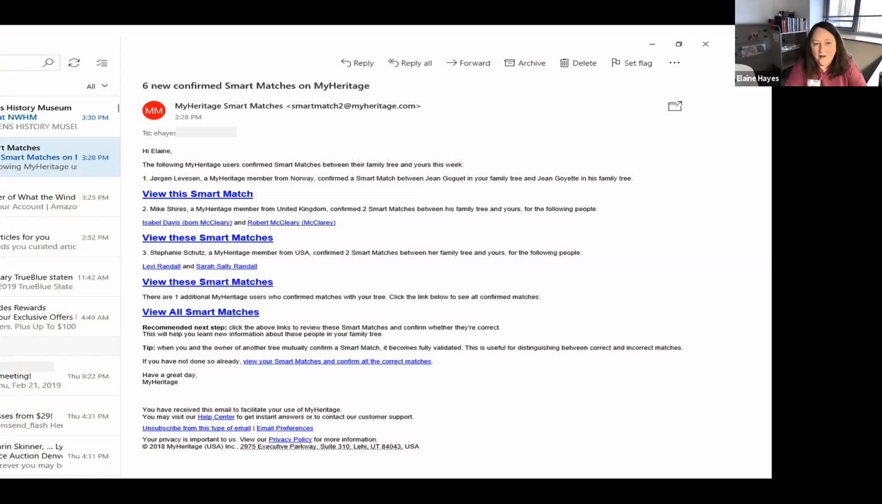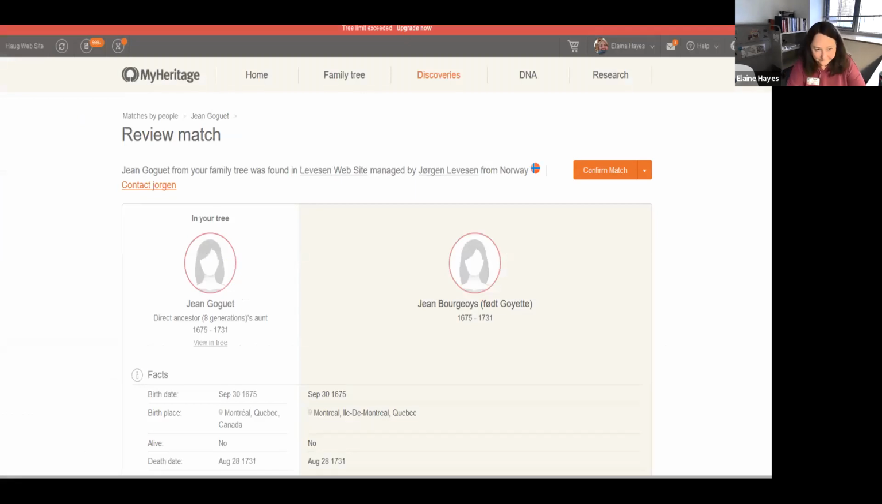And here we have a smart match to somebody in the United Kingdom, somebody in Norway, and somebody in the USA. So we're getting some matches outside of the United States, which is interesting. This was my guy in Norway, and here's just another variation of the Guyette, Goyette, Gauger. It's all the same person, same family name, but it's just spelled differently. And it all has to do with how you pronounce it in English versus French.